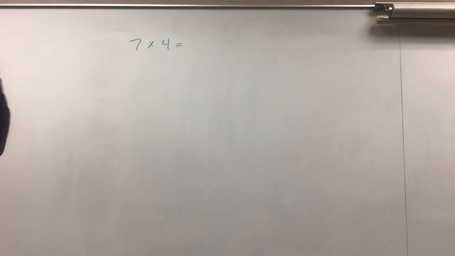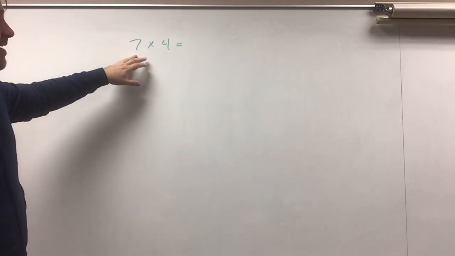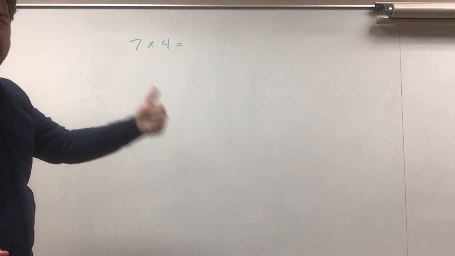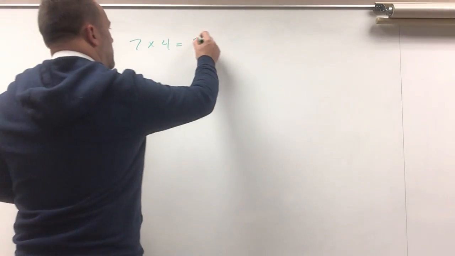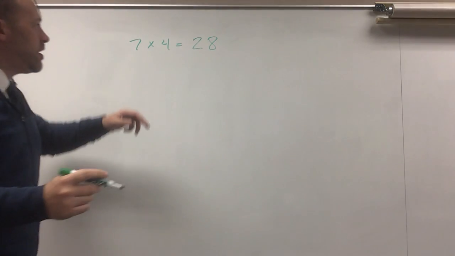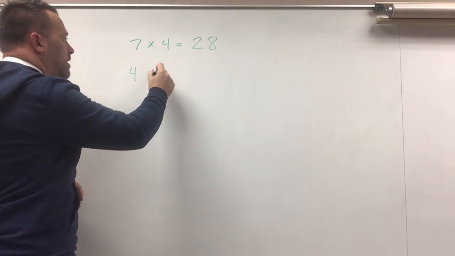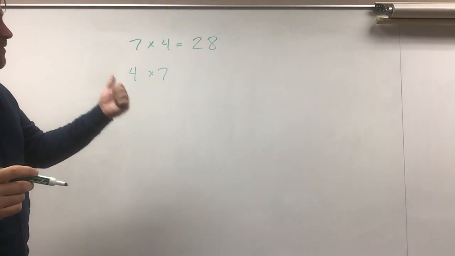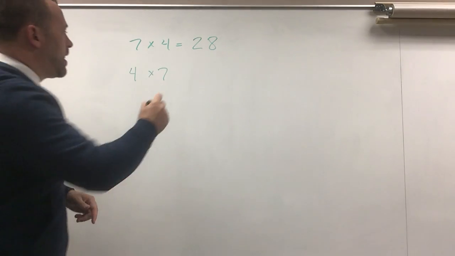Well, I know that 7 times 4, you can think of it as skip counting by 7s 4 times. 7, 14, 21, 28. Or you could go the other way. It could be counting by 4s 7 times. 4, 8, 12, 16, 20, 24, 28.